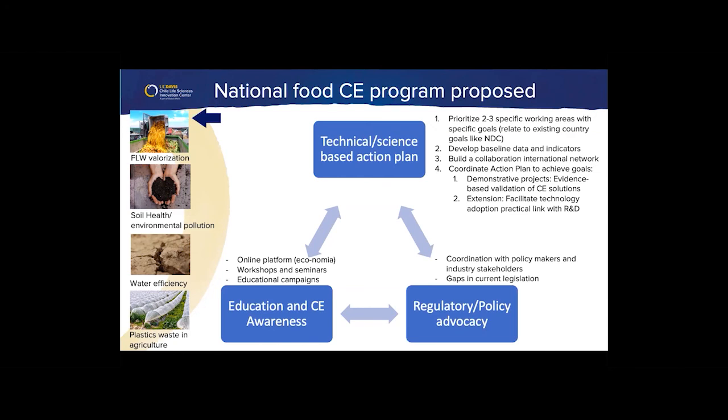The second area has to do with education and circular economy awareness, and we saw some great examples. For example, in Portugal, they have an online platform named Economia, and this area will also be responsible for coordinating workshops, seminars, and educational campaigns. And from the regulatory and policy advocacy, it's crucial to coordinate with policymakers and the industry, and identify the gaps in our current legislation. Where should we make the efforts to improve? And here at the left are some of the topics that we propose in the assessment that might be priority specific areas: food loss and waste valorization, soil health and environmental pollution, water efficiency, and plastic waste in agriculture.